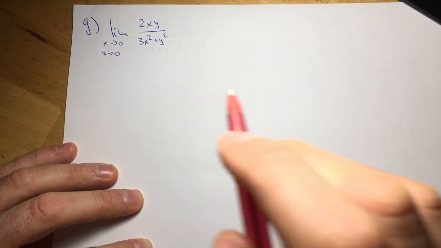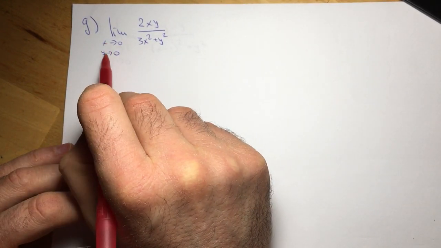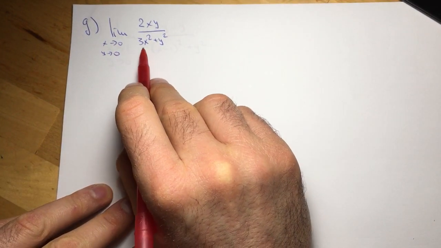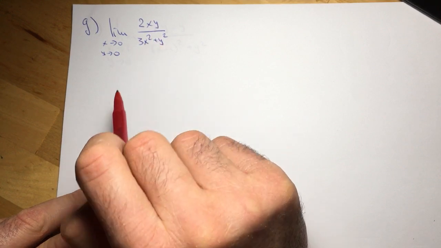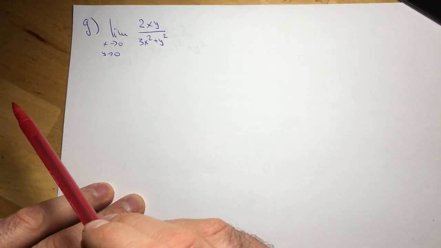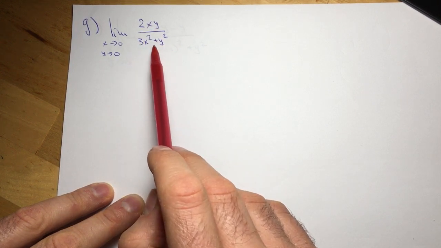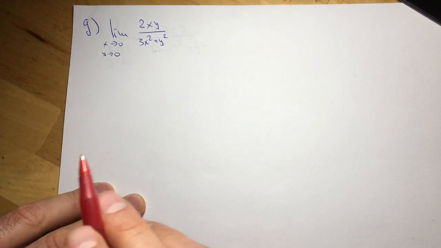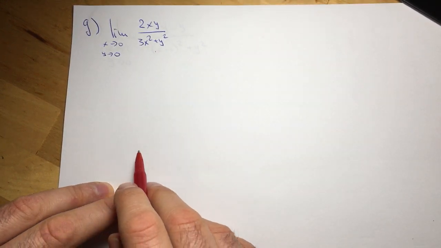Here I have a limit of 2xy divided by 3x squared plus y squared as x and y are going to 0, as we're approaching the origin. Obviously the denominator is 0 for x and y equal to 0, so this function is not defined at the origin. None of the techniques previously mentioned in the first video will apply, right? I cannot factor anything in the denominator so that I can cancel with the numerator, and none of the identities are applicable here. So what are we going to do?